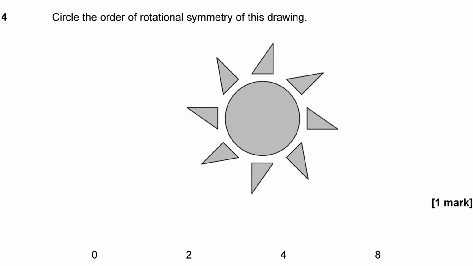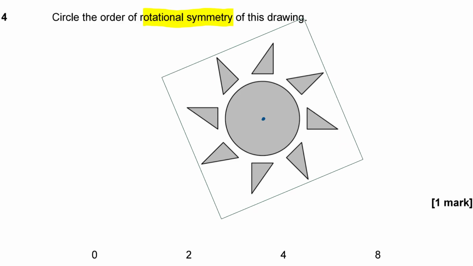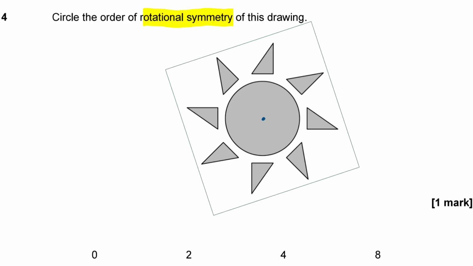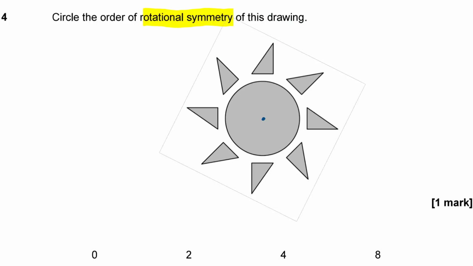Question 4. Circle the order of rotational symmetry for this shape. Now, rotational symmetry is the number of times a shape lies on top of itself if you spin it around 360 degrees. If you're not quite sure about this, you can always get some tracing paper from the invigilators, trace the shape, and then stick your compass or pencil tip in the middle of it, and then turn it slowly around and count the number of times it looks the same. If you do that, you should find that it fits over itself 8 times exactly. So the order of rotational symmetry of the shape is 8.